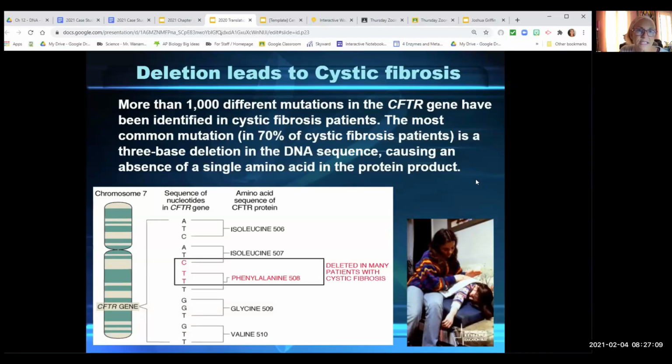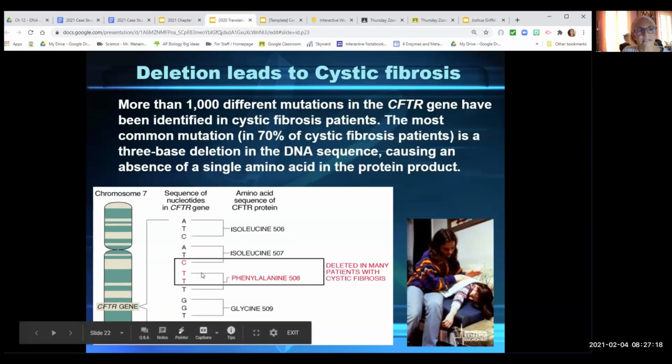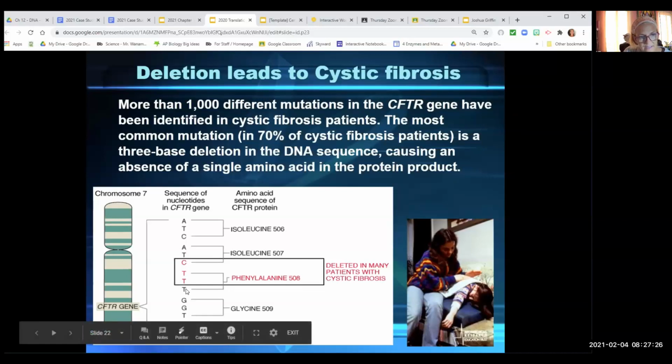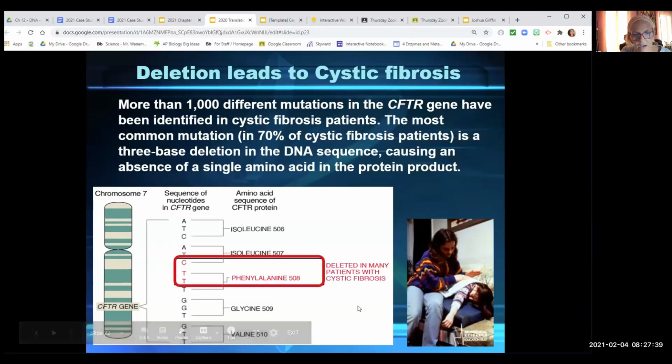More than 1,000 have been discovered. The most common is a 3-base deletion. So you're deleting these 3 letters, which you'd think is going to create a frame shift. So now instead of reading ATC, this one's going to read ATT. And actually, that's just going to change one amino acid in the whole thing. It's not so much a frame shift when I spell it out. So just that one single amino acid is gone.